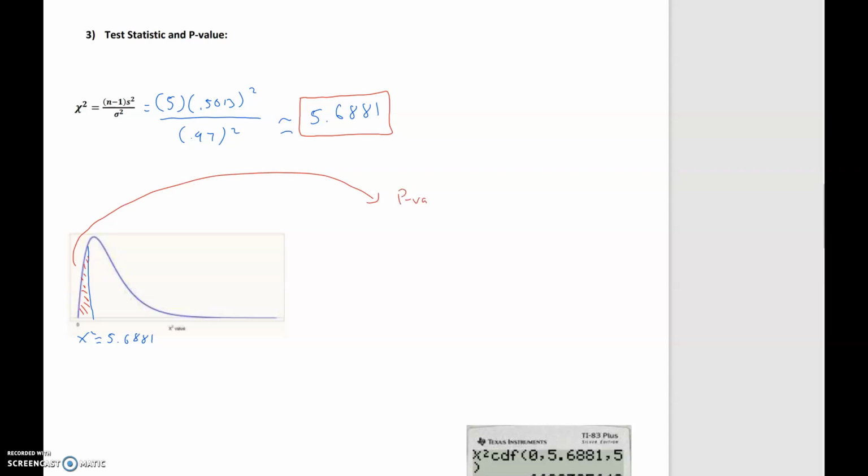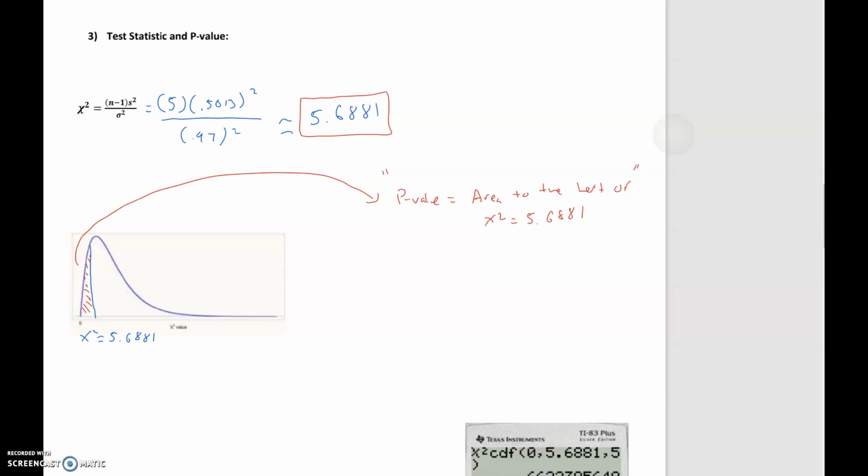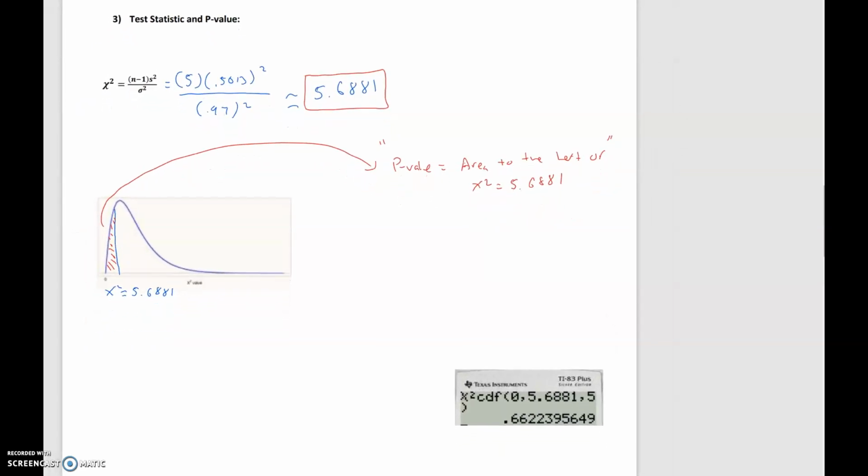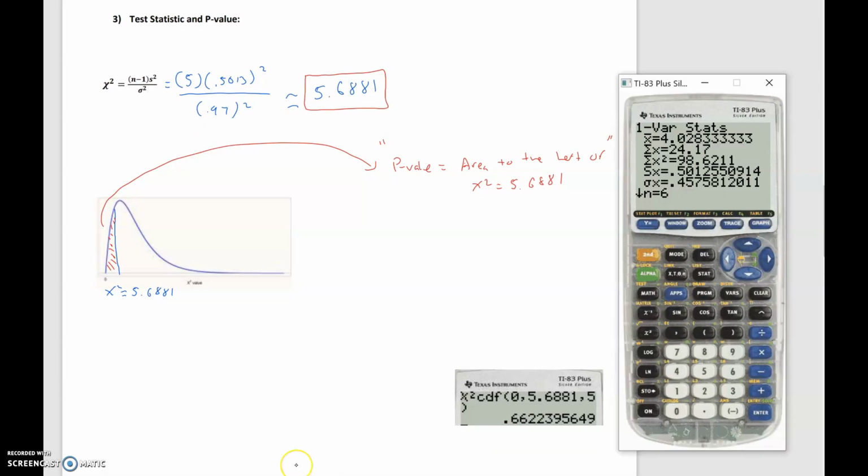So the p-value is equal to the area to the left of the chi-square value of 5.6881. Okay, I already have it calculated here, but let me show you how to punch it into the calculator.